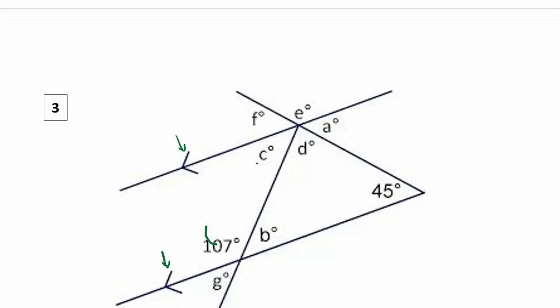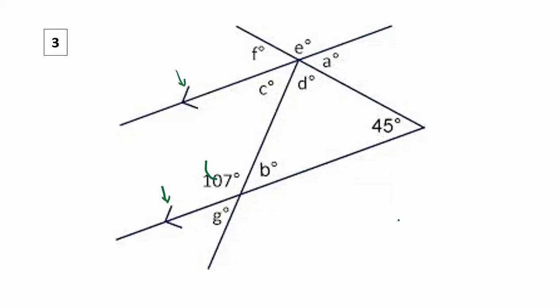Oh, wait, I've moved it down. Sorry about that. We've got vertically opposite angles. Let me just get rid of this one. Over here, we've got vertically opposite angles. Here we've also got vertically opposite angles. We've got those two lines crossing over there, like that.